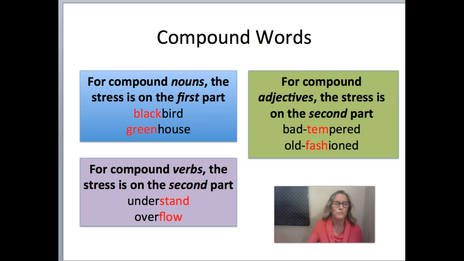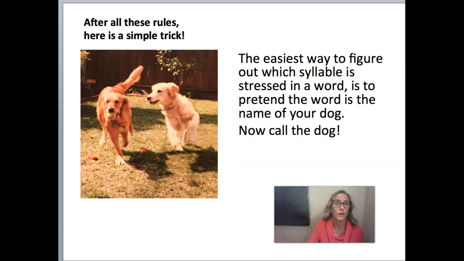Now, all of this would be very hard to be thinking about while listening to someone when you're trying to understand what it is they're talking about. But I have a secret for you. Dogs. So, here's the secret. If you are looking at a word and you pretend it's the name of your dog and you are calling your dog to you, then you will emphasize the most important syllable.